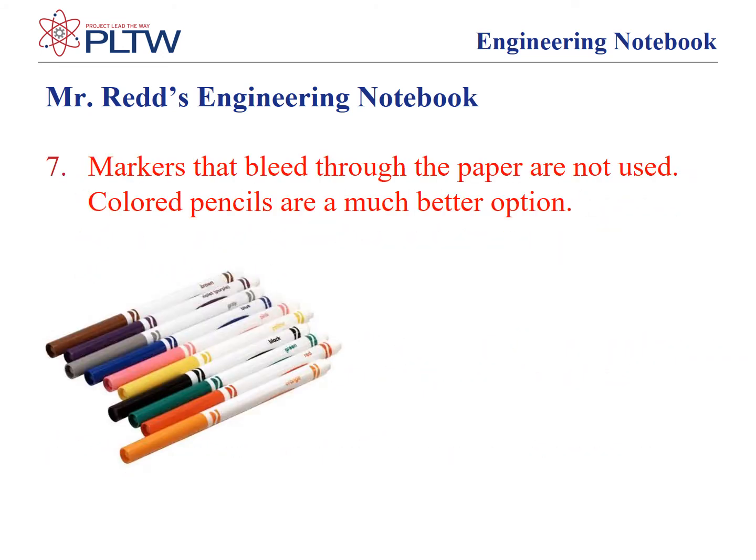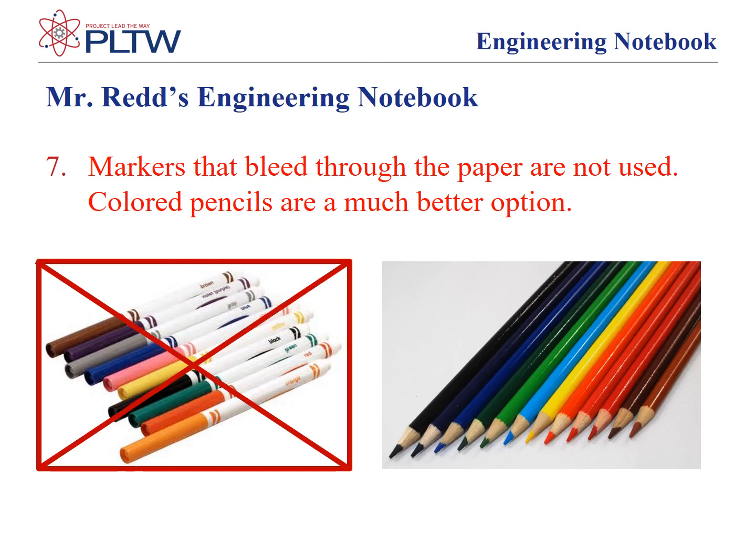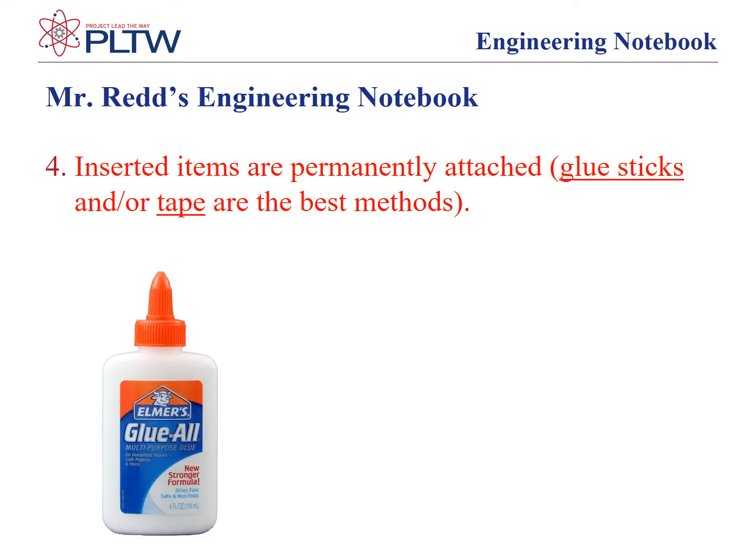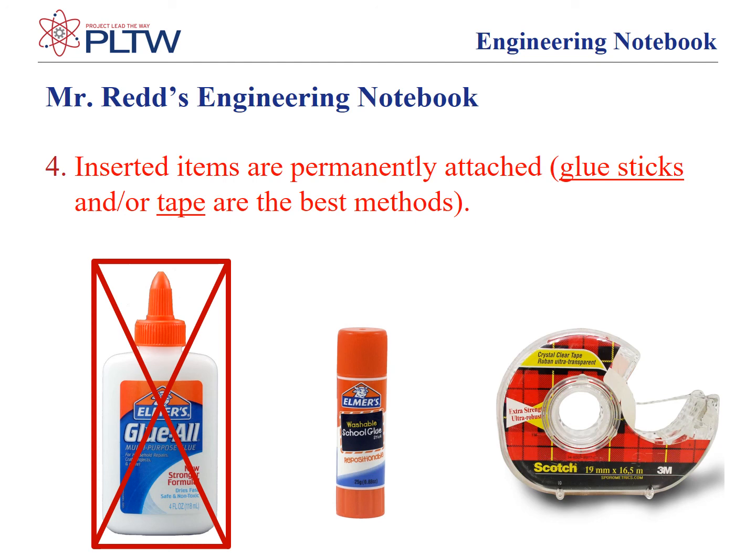Markers bleed through your pages, and you do not want that to happen, so it is not recommended that you use markers, but use colored pencils instead. That is a much better option to color sketches or different things you want to do in color. Insert items that are meant to be permanent by the use of glue sticks and/or tape. You would not want to use bottle glue. Bottle glue will cause your pages to wrinkle and distort, so a glue stick and tape are much better options.